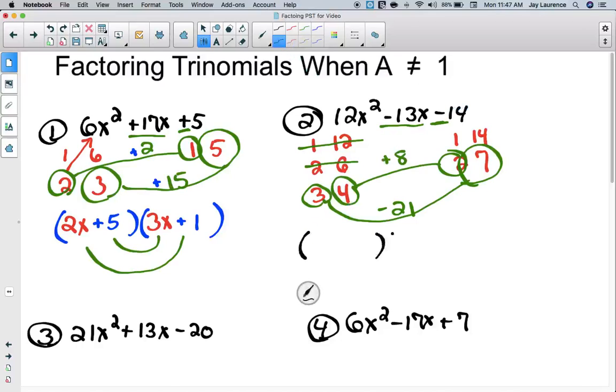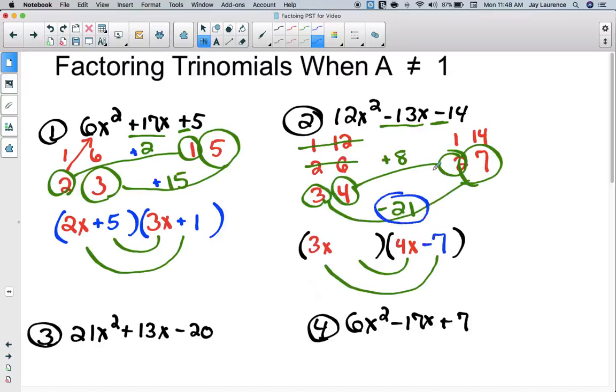I make my two quantities. The lead position of both quantities are going to be the factors of 12x squared. It's going to be a 3x and a 4x. Could you have written a 4x and a 3x? Sure you could. All right, now I do the big smile and the little smile. Okay, so I multiplied 3 by 7, but I want a negative 21, so that's going to be a negative 7. I multiplied the 4 by 2, so the 4x is going to get multiplied by 2. I want a positive 8, and there we go. Now, if I double distribute, I'm going to get 12x squared minus 13x minus 14.